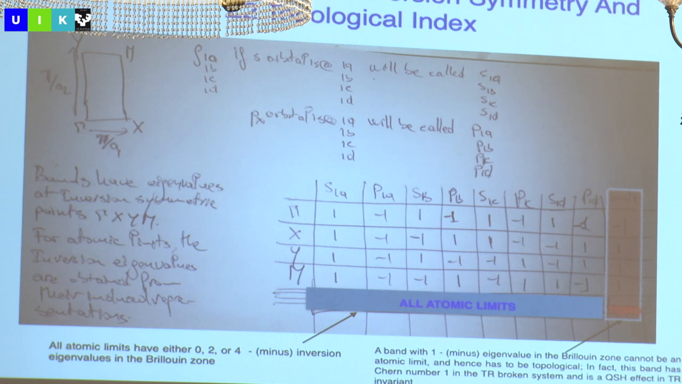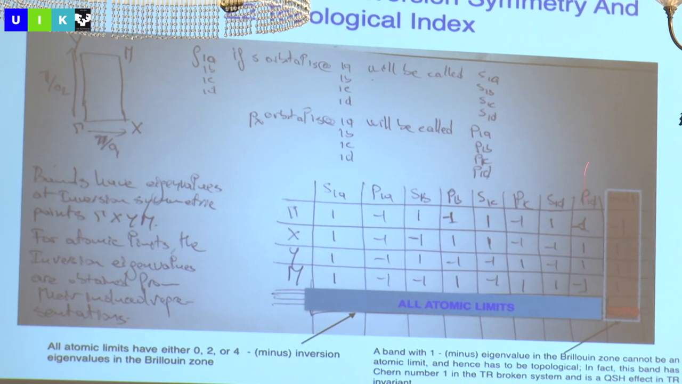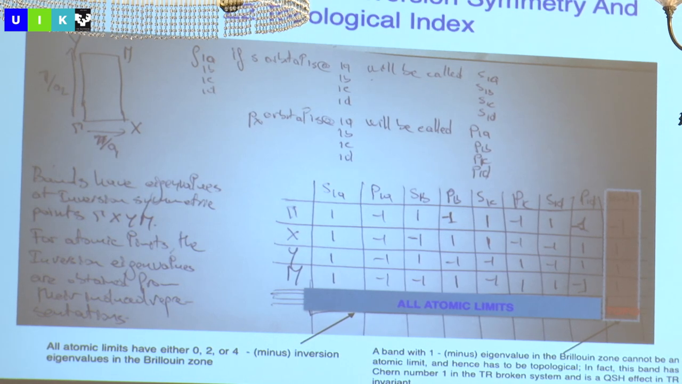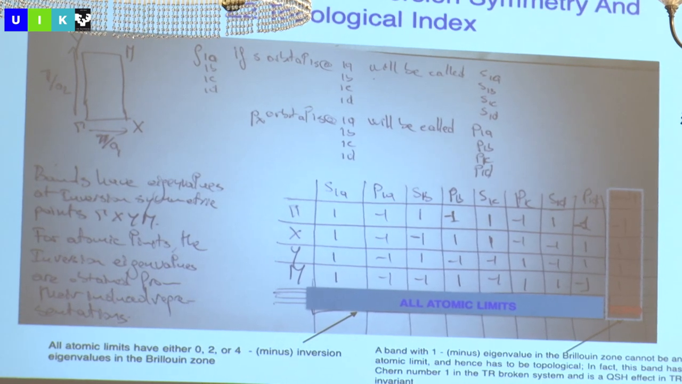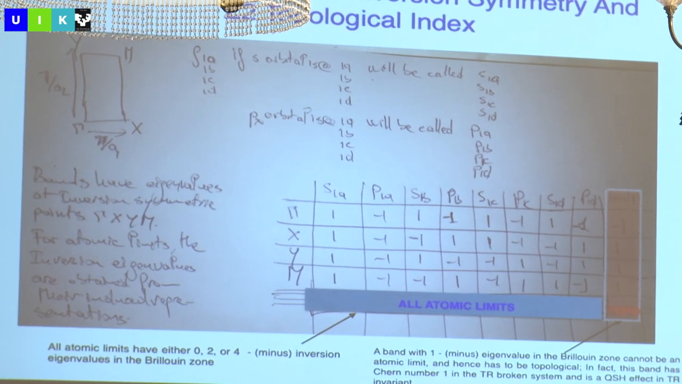So questions. Is it clear that now I can do two things? I can basically find all the atomic limits, and I can also find all the topological bands by finding all the bands that are not atomic limits, that you cannot describe as atomic limits. Is that clear? Questions? This went a bit fast, but it's important. Wow, no questions. Everything is clear. Okay, so we'll use this.